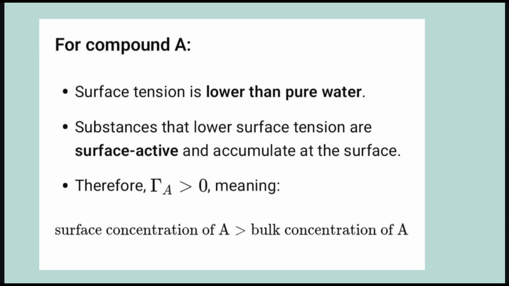Now we'll see for compound A, surface tension is lower than pure water. Substances that lower surface tension are surface active and accumulate at the surface. Therefore, gamma A is greater than 0. That means surface concentration of A is greater than bulk concentration of A.